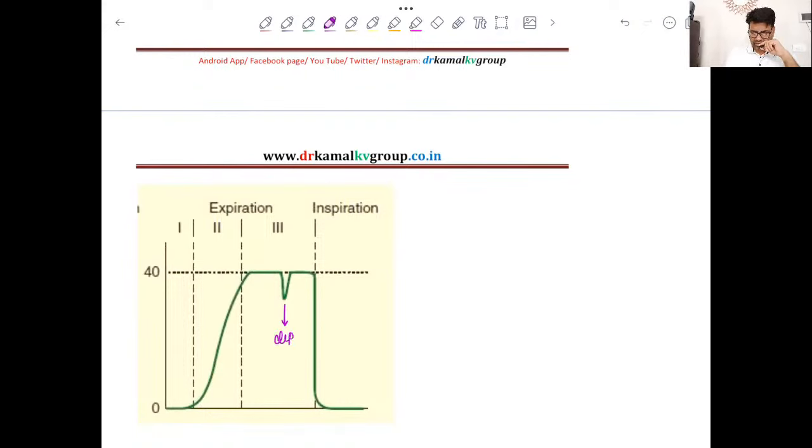So you can see a dip in the curve, because in a normal curve we don't have this dip. It just looks something like this. So this is usually okay, and if this dip is there, what does it signify?